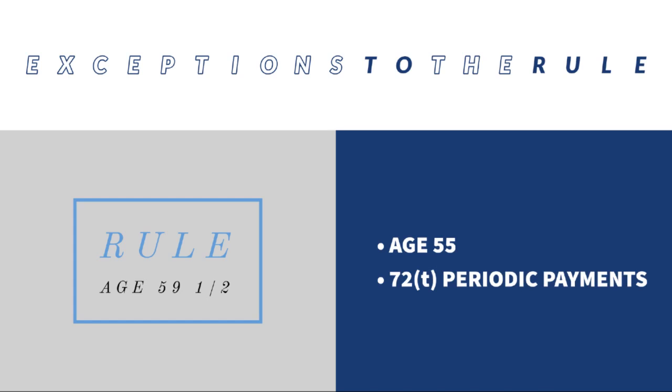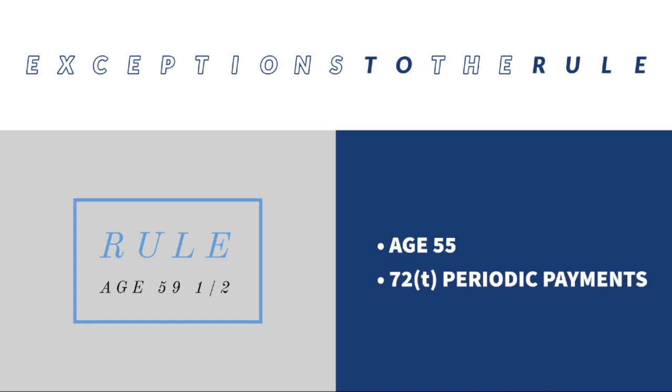Again, not a rule that applies to IRAs. So if you take money from your 401k or 403b at age 56, you roll it over to an IRA, then you would have to wait until age 59 and a half. But if you retire, separate from service at age 55 or older, you could potentially pull out of a 401k or 403b and not be faced with that 10% early withdrawal penalty.